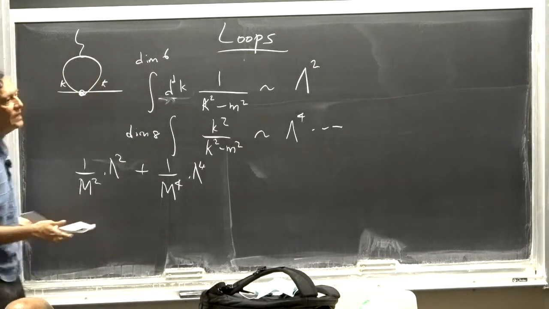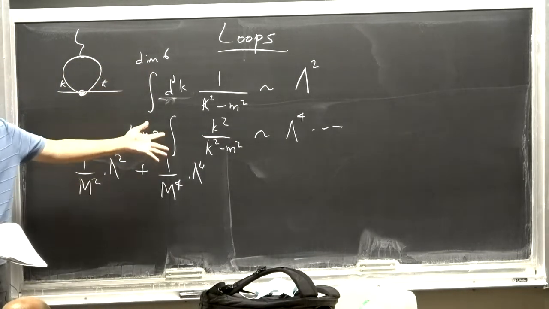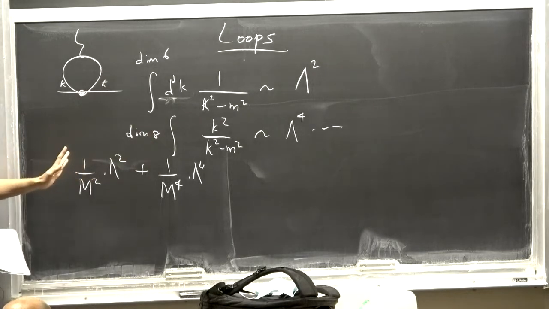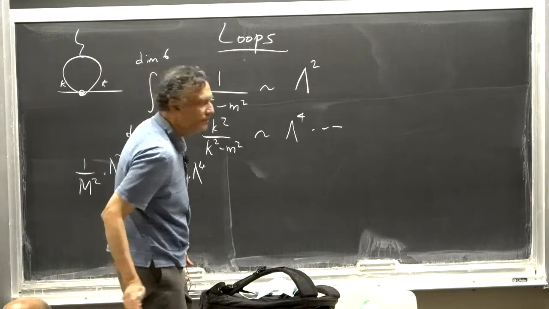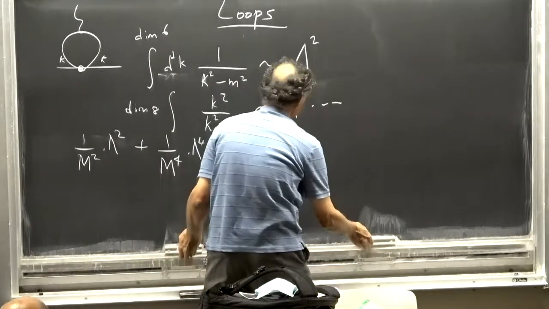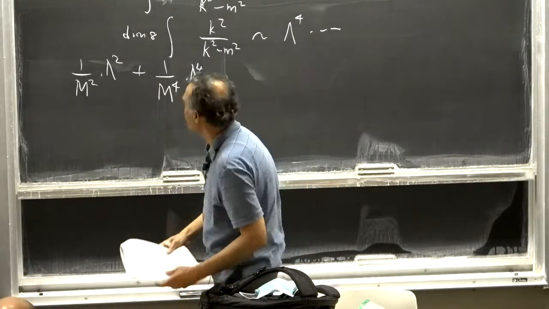And now if you say, well, my EFT is valid up to this high scale, then all of these terms are order 1. You have no expansion. And the entire thing breaks down. So you have a meaningless calculation because, at the loop level, the whole thing fails.